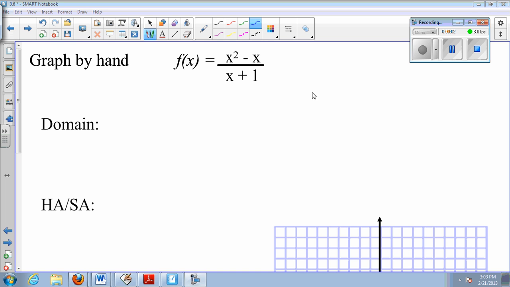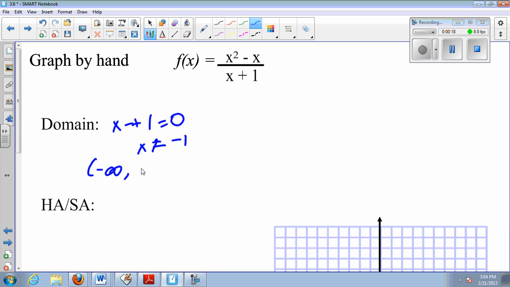Graph by hand. F of x equals x squared minus x over x plus 1. So to find the domain, take the x plus 1 equal to 0, so x cannot equal negative 1. So our domain is negative infinity to negative 1, union negative 1 to infinity.